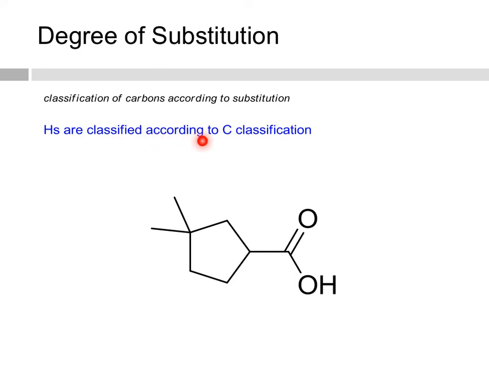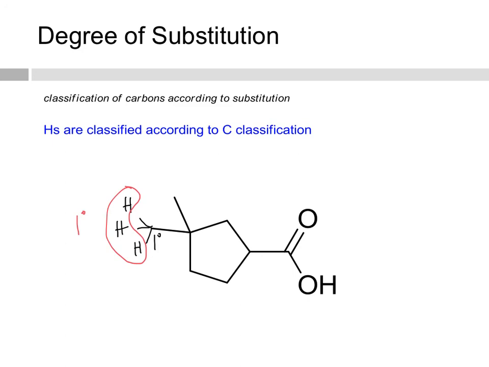Hydrogens are classified according to the carbon classification. So if a hydrogen is on a primary carbon, that hydrogen is considered to be primary. So for instance, in this case, this is a CH3. This is a primary carbon. It's attached to one other carbon, and all of these hydrogens are also considered primary. So all of these hydrogens are also considered primary hydrogens.